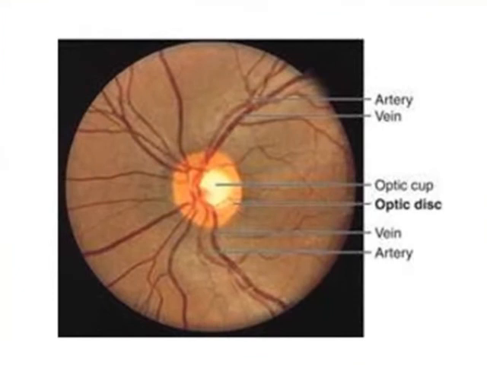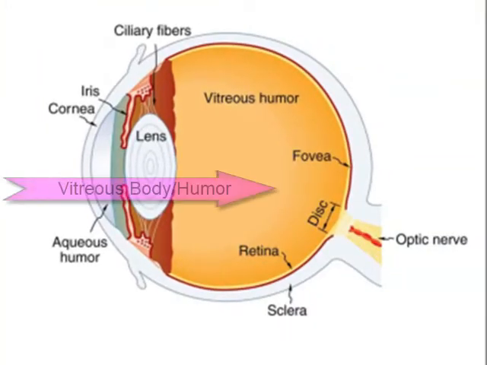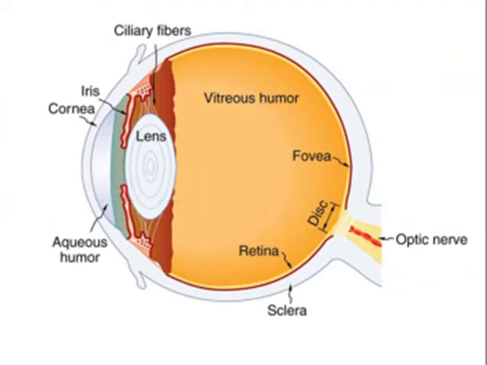The optic disc, also called the blind spot, represents the beginning of the optic nerve. The optic disc is also the entry point for the major blood vessels that supply the retina. The vitreous body is the clear gel that fills the space between the lens and the retina of the eyeball of humans and other vertebrates.